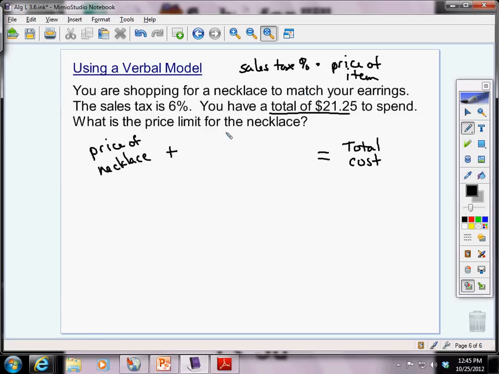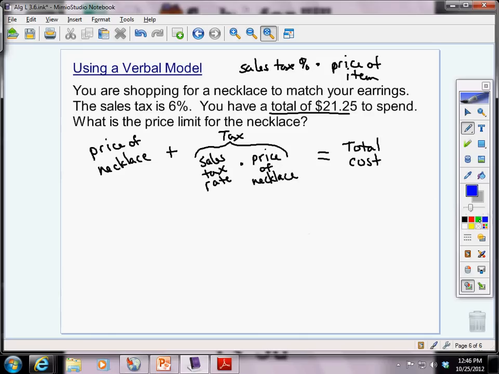Okay, so we need to add our tax on here, but the way we figure out our tax is to take our sales tax rate and multiply it by the price of our necklace. I don't mean to make this more confusing than it is, but we're going to take the price of the necklace and add on our tax, which is the percentage times the price of the necklace. Again, in Michigan it's 6%, but it is different all over our country. And when we add those together, that gives us our total cost. So there's our verbal model.